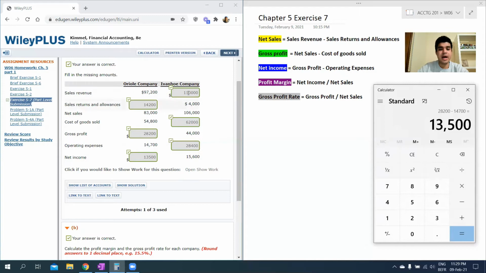Now let's go to Ivanhoe Company. Here it's asking to calculate sales revenue. We have a formula over here to calculate net sales. However, we already have net sales. It's asking to calculate sales revenue. How to do that? We are going to add net sales to sales returns and allowances. So let's do it. 106,000 plus 4,000 equals 110,000. So sales revenue equals 110,000.